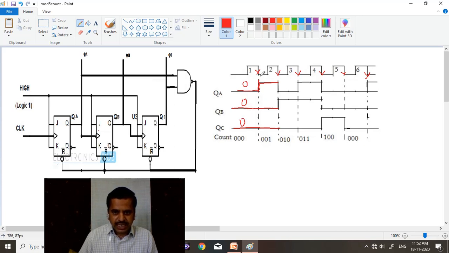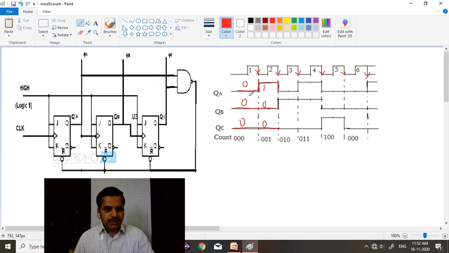When the first clock cycle is applied during the negative edge, it changes to 1, 0, 0. When the second clock pulse is applied to the first flip-flop, it again changes state from 1 to 0. Because for every clock pulse, if the JK input is equal to 1, the flip-flop continuously toggles, 0 to 1 and 1 to 0. That we know.